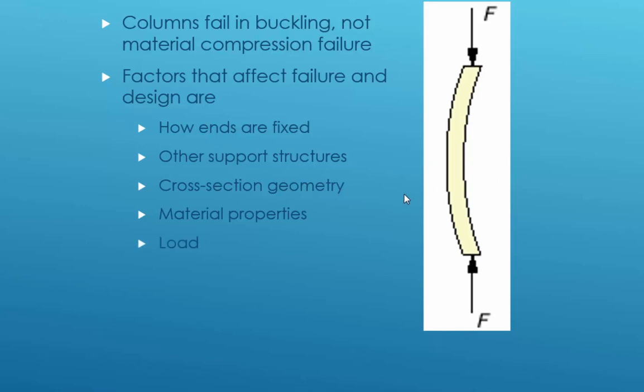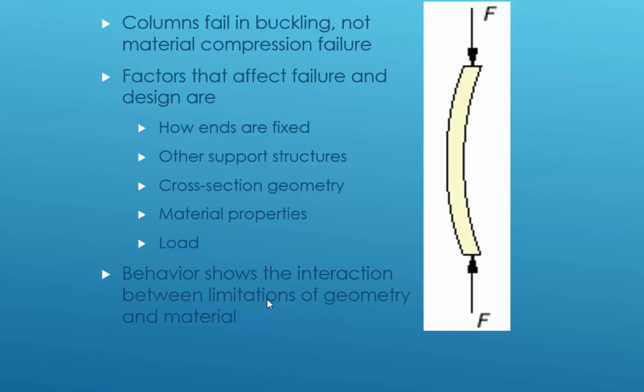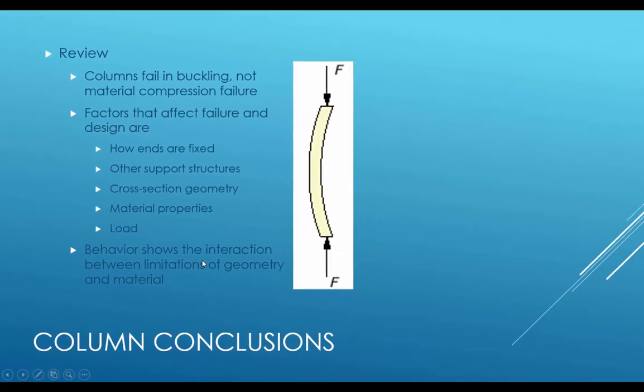And what is the load that we need to support? The behavior of columns shows the interaction between the geometry and the material and how they're limited. Geometry can only do so much and the material can only do so much. And we see that in those curves where you've got the Euler curve that is heavily influenced by the geometry, and the J.B. Johnson curve, which is more influenced by the material.